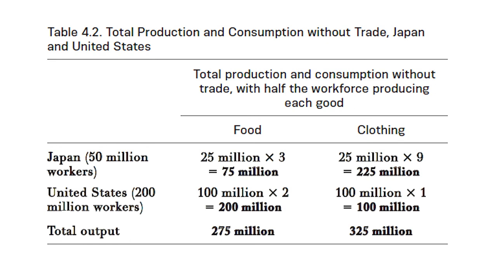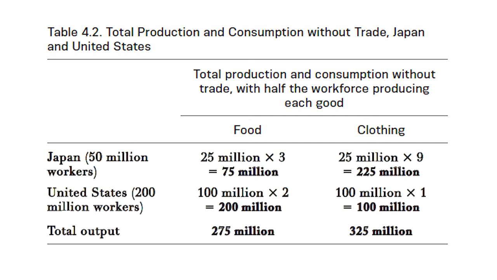Okay, so to begin with, suppose Japan and the United States each split up their workforce, devoting half the workforce to food, half the workforce to clothing. How much food could Japan produce in a day? 75 million units of food in a day. And how much clothing could they produce in a day with the other half of their workforce? 225 million units of clothing, all right?